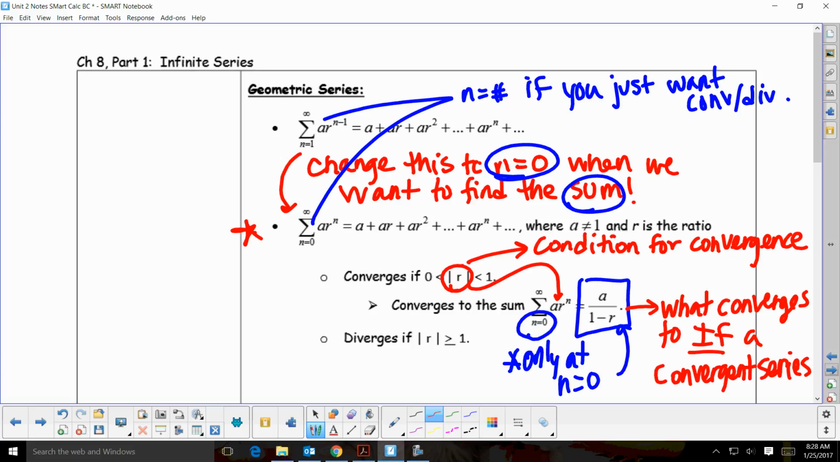So if r is not here, then it's basically the absolute value is greater than 1, and it diverges. So can I use the summation formula if it diverges? No. Okay.